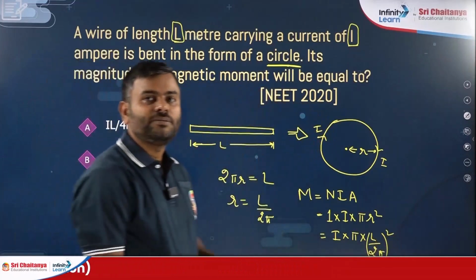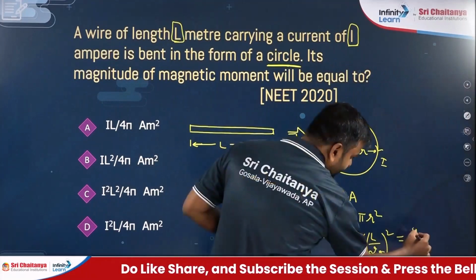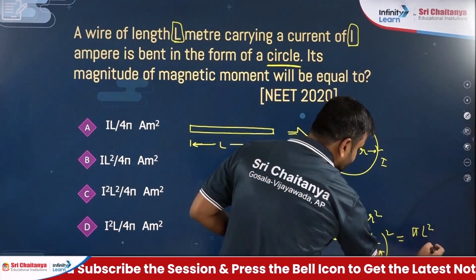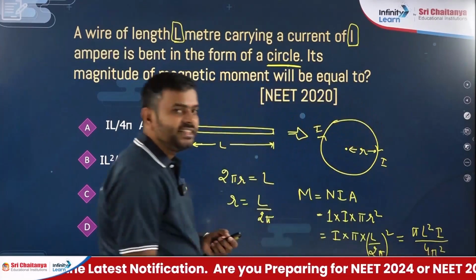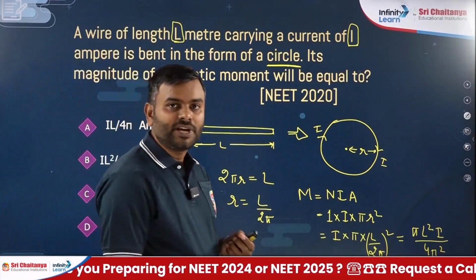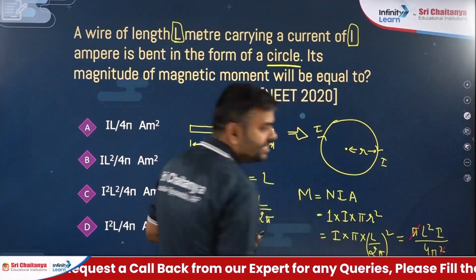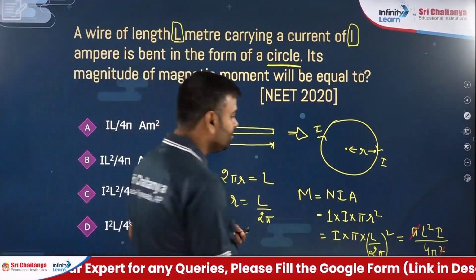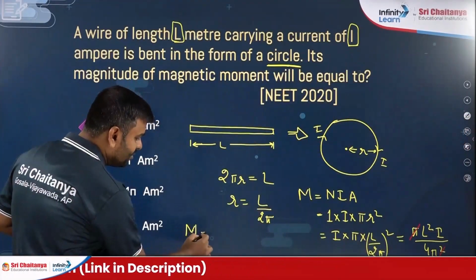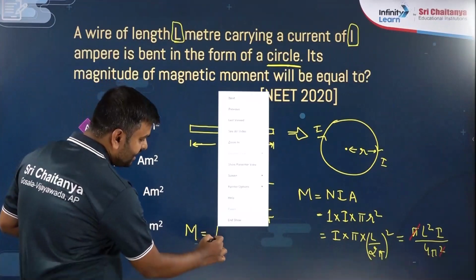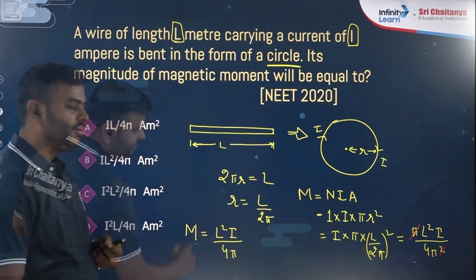After solving this, the final answer we get is pi L square I divided by 4 pi square. In this case, we have 1 pi in the numerator and 1 pi in the denominator, so we can cancel these values. 1 pi from the numerator gets cancelled, and 1 pi is still left in the denominator. So the final answer for the magnetic dipole moment comes out to be L square I divided by 4 pi. Okay, that will be the answer.